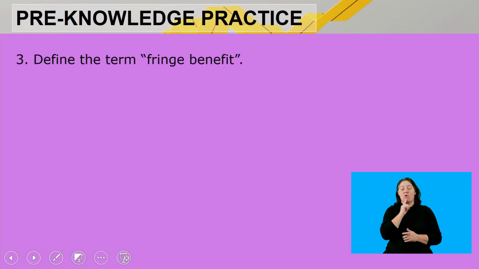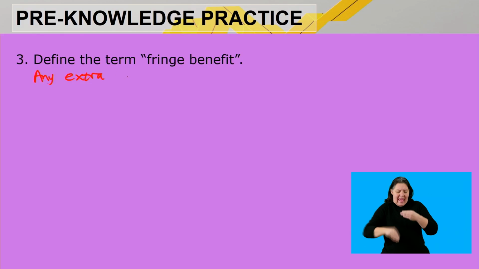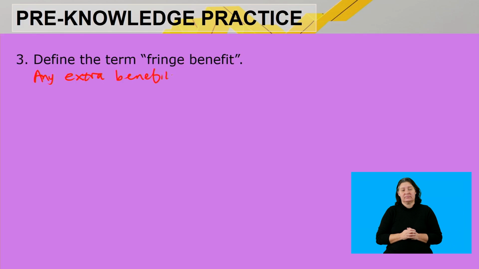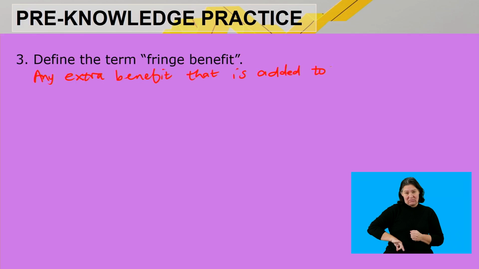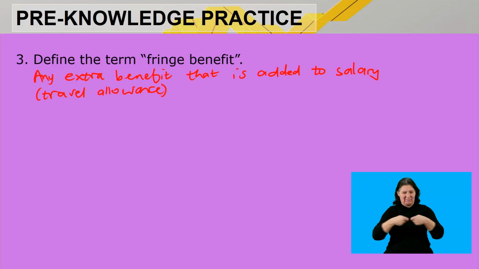At question number 3, it says define the term fringe benefit. All right, so a fringe benefit is any extra benefit that's added to the salary. So basically it is supplementary to the salary. For example, a travel allowance or a house allowance. So that is an extra benefit that is added to the salary. It's supplementing the income of the individual.